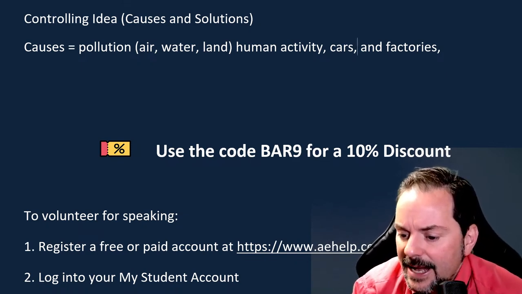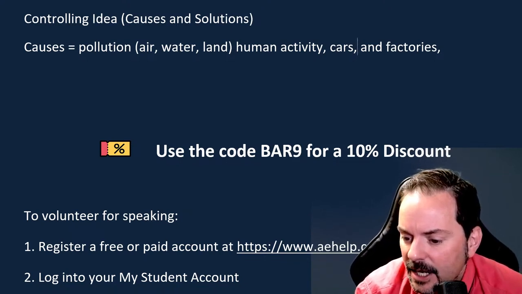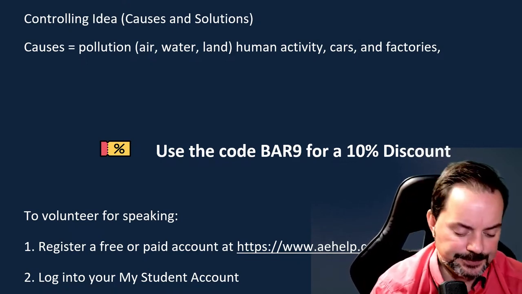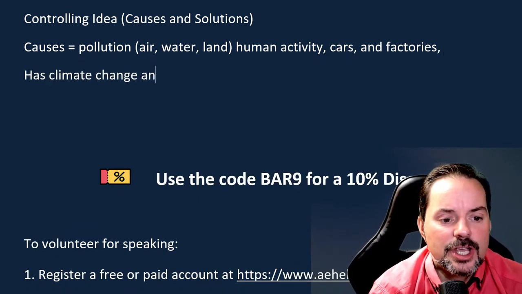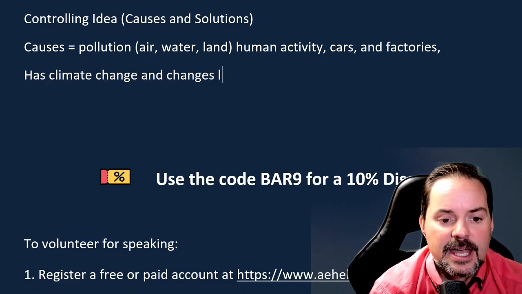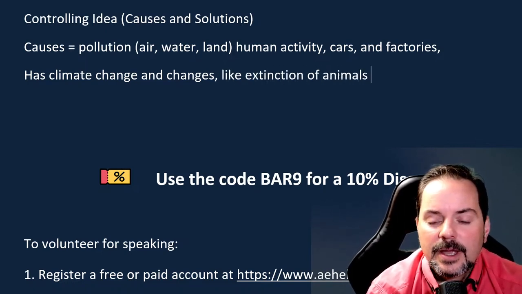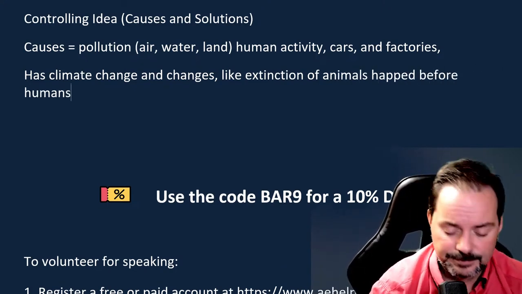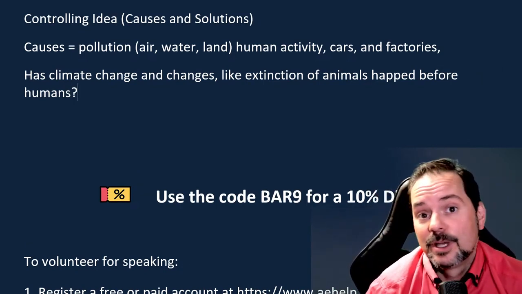So H2, the backup says, rising temperatures will cause melting of ice caps, sea levels will raise, flooding, droughts, okay, emissions from cars. Okay, let me ask you this. Has climate change and changes like extinction of animals happened before humans? Okay. Or is it just us? Are we doing it all?